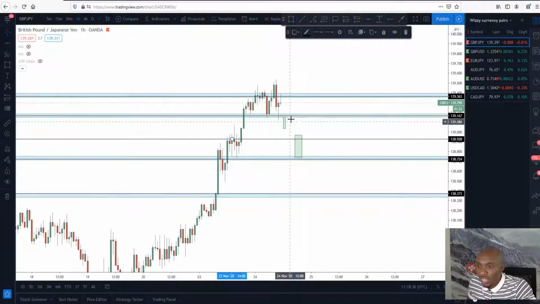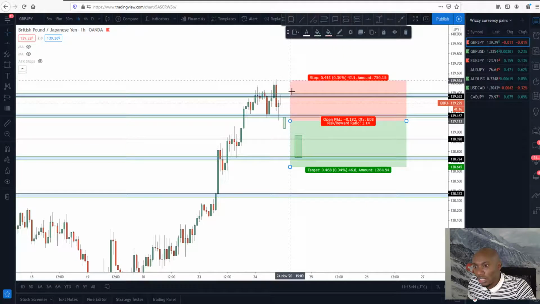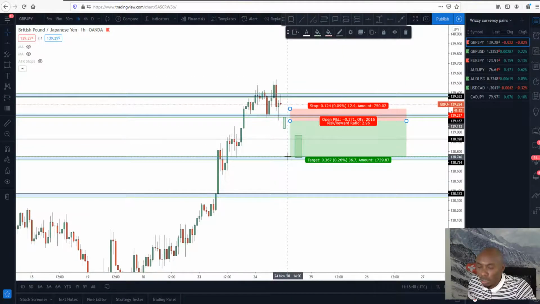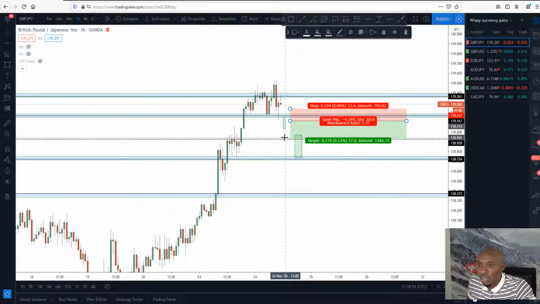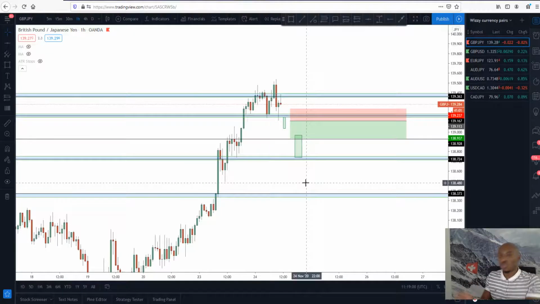So if it closes here and makes a pullback, I will first target it. If it makes a pullback, maybe I take the entry here and put the stop loss somewhere in this region. My full target is going to be more or less 35 or 40 pips, but the first stage of taking profit is going to be somewhere in this zone. So this is how I will trade the currency pair.